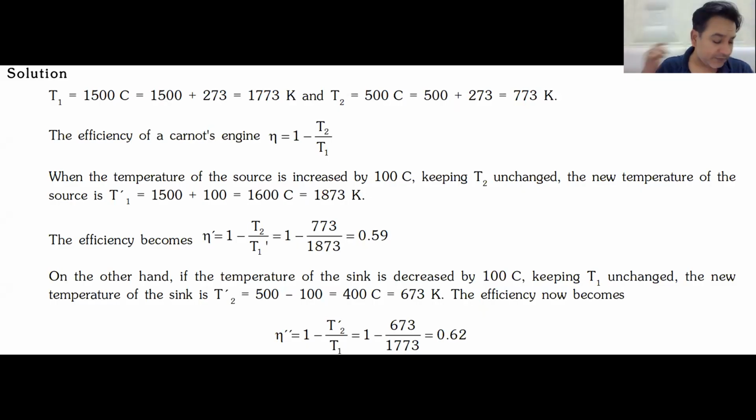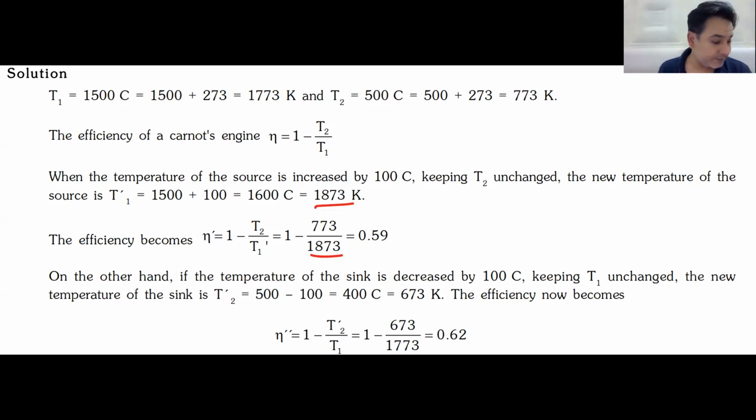As you can see, the answer is pretty simple. You just have to apply the formula. Efficiency is 2 by 3 for 1600 degrees, and for 1500 degrees and 500 degrees Celsius it is 2 by 3. Then you just put it in the formula. First, you increase by 100, so it becomes 1600. So it becomes 1873 Kelvin. Yes or no? Yes, sir.